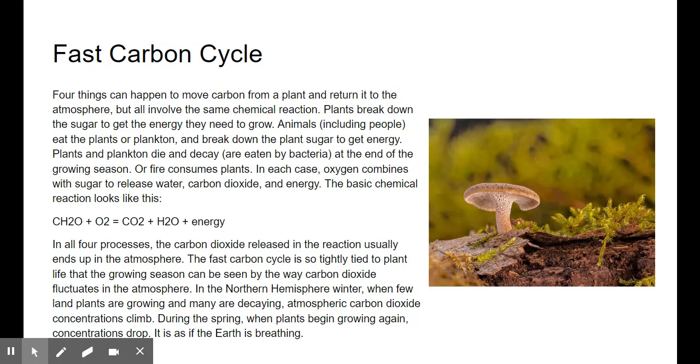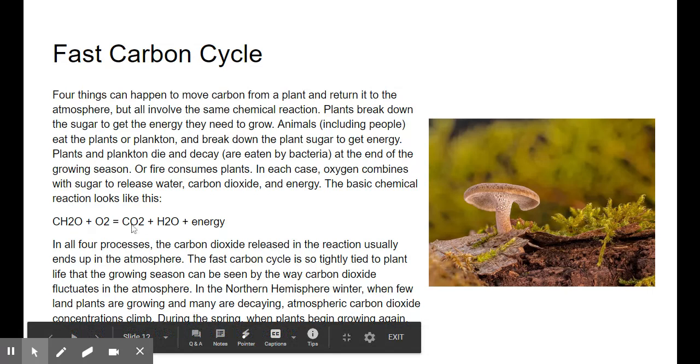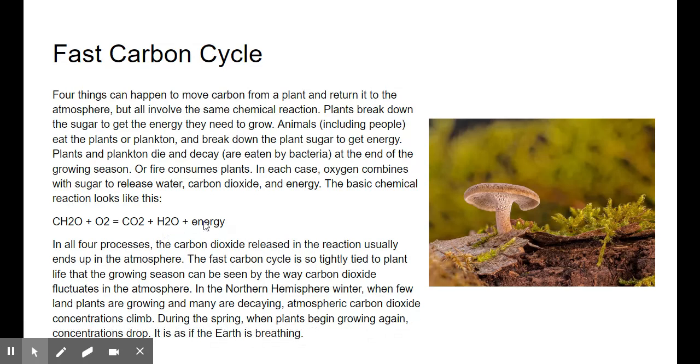The basic chemical reaction looks like this. The sugar plus oxygen makes carbon dioxide, water, and energy. Okay, plants breathe out the oxygen, we breathe out the carbon dioxide. In all 4 processes, the carbon dioxide released in the reaction usually ends up in the atmosphere.